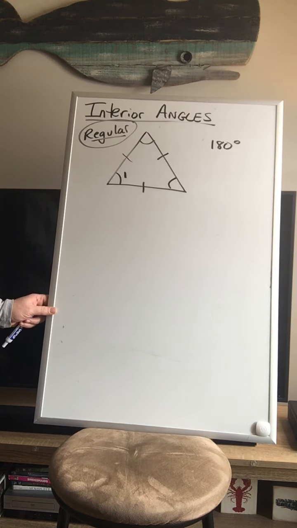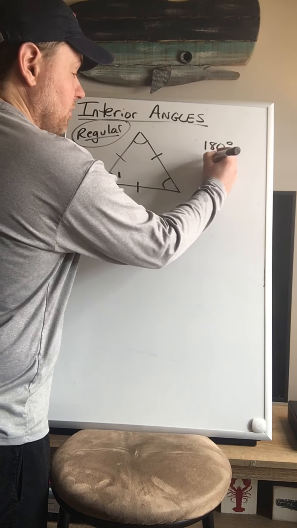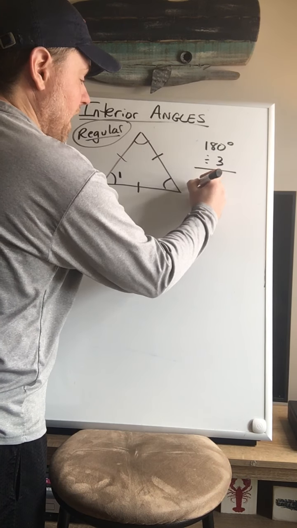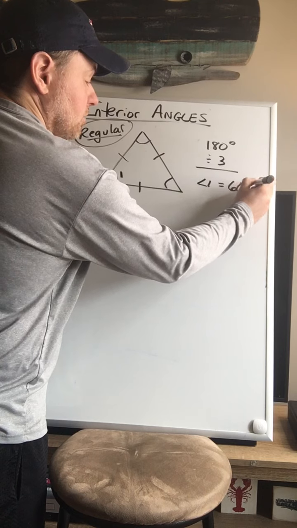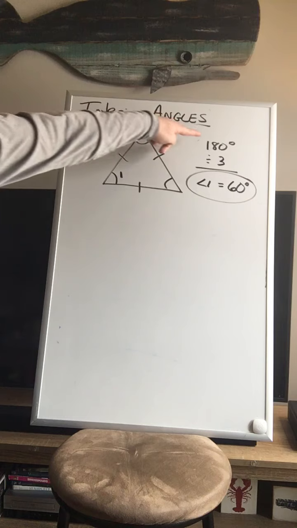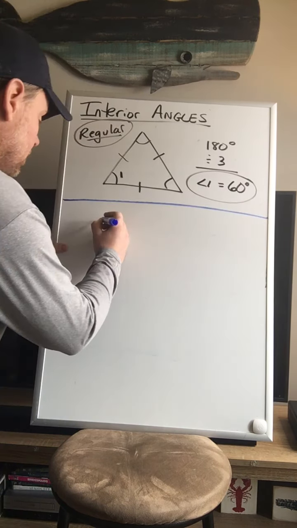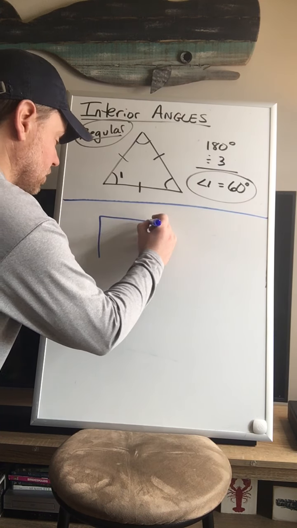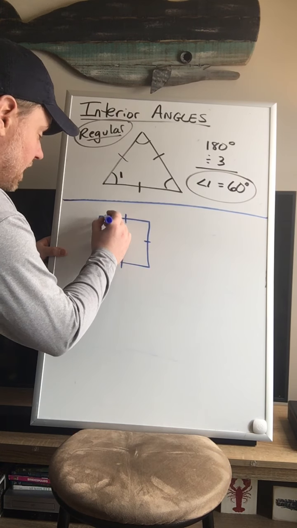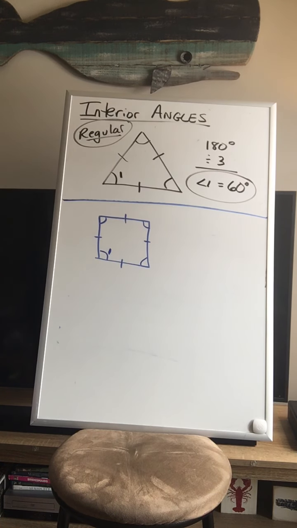Right? Well, if it's 180 degrees in the whole triangle and there's 3 angles, all you have to do is divide by 3, right? And so one angle would be 60 degrees. So if all the angles are the same in the polygon, all you have to do is divide the total by how many angles there are, right? So what about if it was a quadrilateral? We know a square is a regular quadrilateral. So what if we had a square, all the sides are the same, all the angles are the same? How much is one angle going to be?